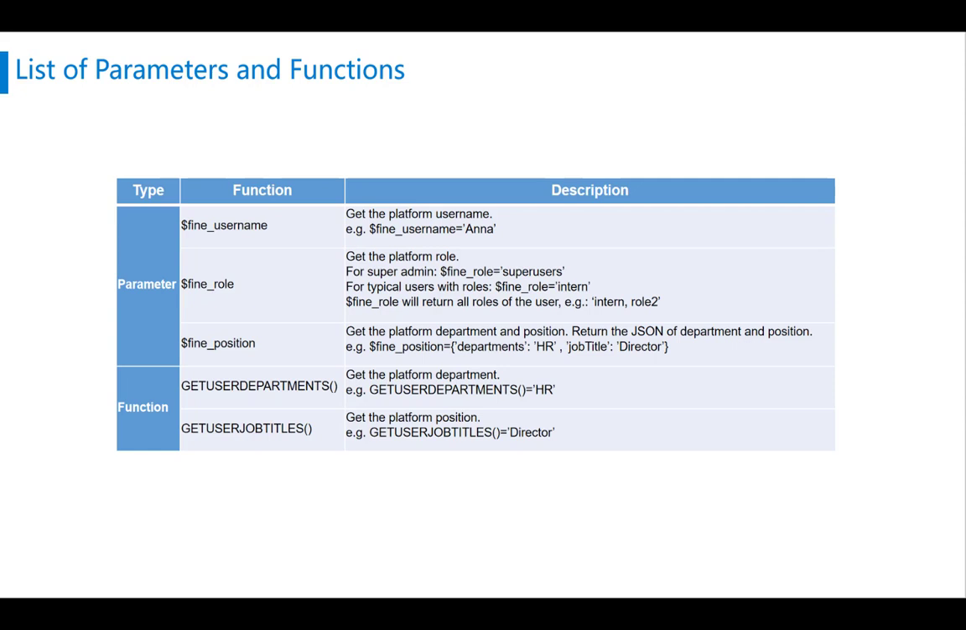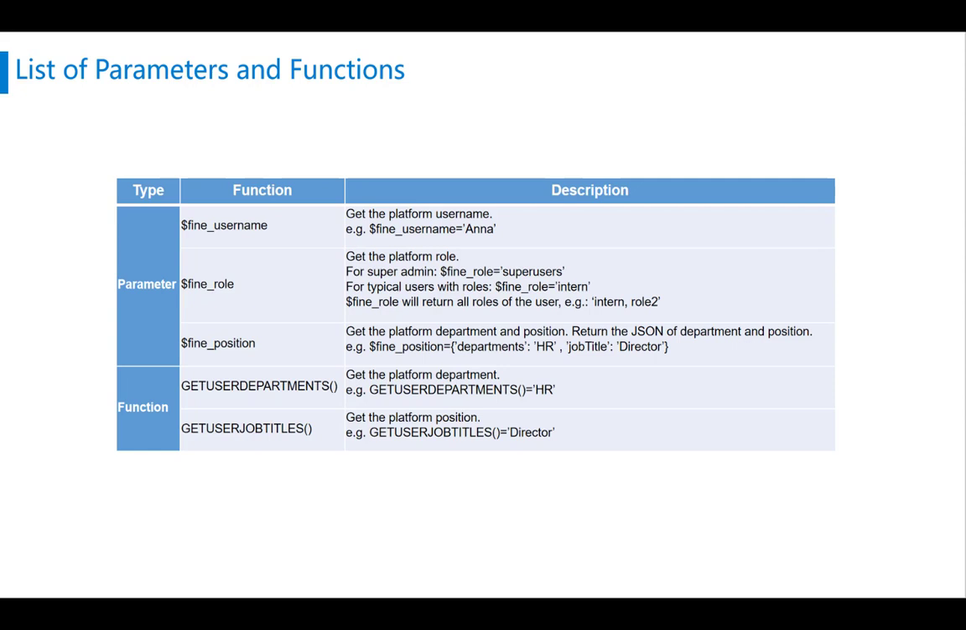The third is find position, which gets the platform department and position. It returns the JSON of department and position. For example, find position equal to departments, HR, job title, director.